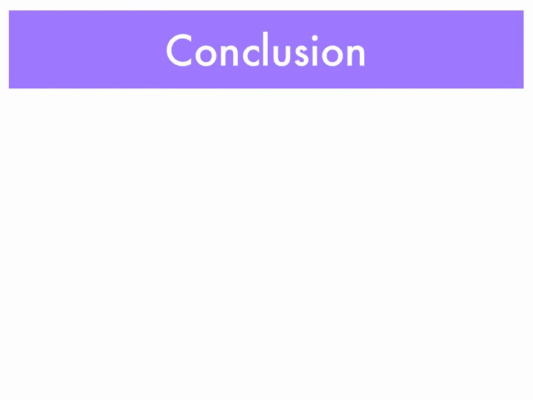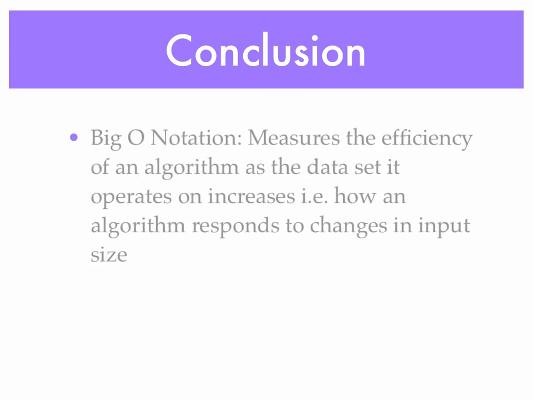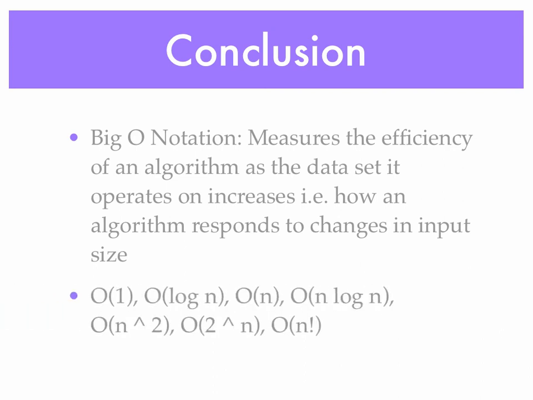So in this quick examination of Big O Notation, we know that Big O Notation measures the efficiency of an algorithm and communicates that efficiency as the data set it operates on increases. It really is how an algorithm responds to changes in the input size. We looked at the different notations for Big O: O(1), O(log n), O(n), O(n log n), O(n^2), O(2^n), and O(n!).